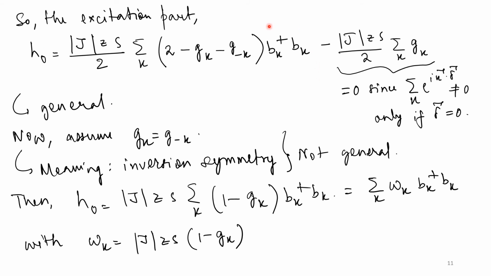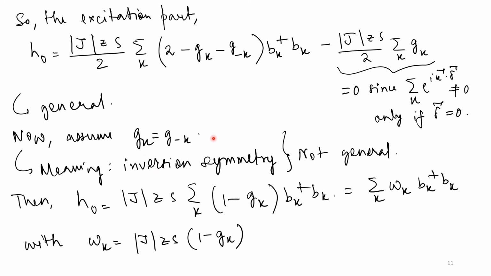Good. Now we can end here in principle, but one can make some more progress if you want. For example, if you assume a situation where this g_k is g_{-k}. This is not general, but it is a particular situation where such things can happen. And what does this mean? What it essentially means is that we are thinking of something which has inversion symmetry. For example, a square lattice, right? If a lattice has a neighbor at a given vector delta, there is also a nearest neighbor at minus delta. So this is what we mean by inversion symmetry.